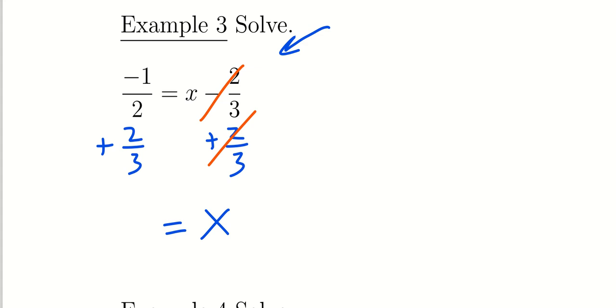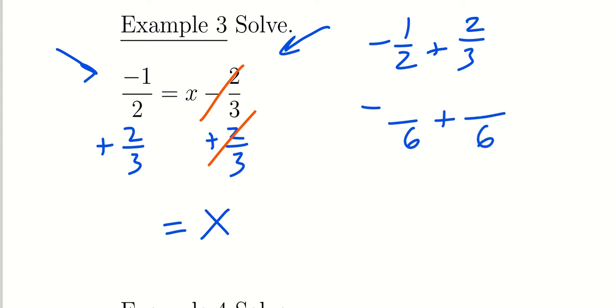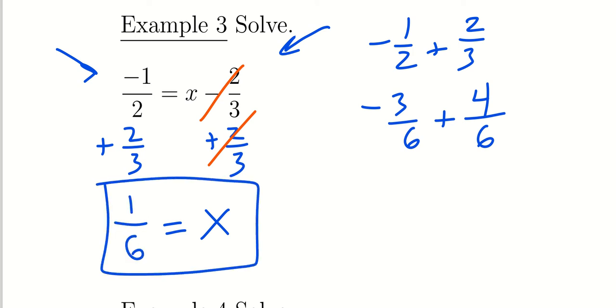And our answer is going to be found by doing this arithmetic over here. We have a negative 1/2, and we're adding 2/3 to that negative 1/2. We've already discussed how to add fractions in a previous lesson. We need to get a common denominator, which in this case is going to be 6. If you change a half into sixths, that's going to be negative 3/6. If you change 2/3 into sixths, that's going to be 4/6. And now that we have the common denominator, we can add the numerators. Negative 3 plus 4 is going to give us 1/6. So the solution to this equation is x equals 1/6.